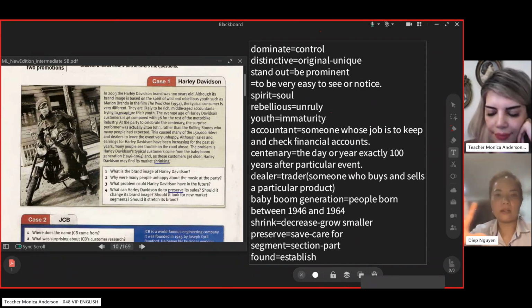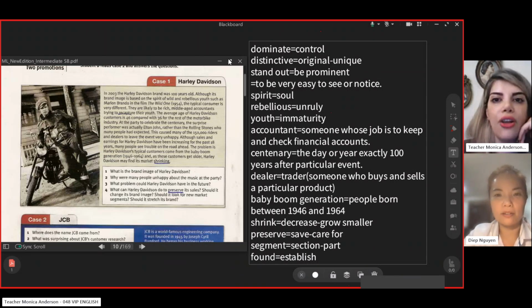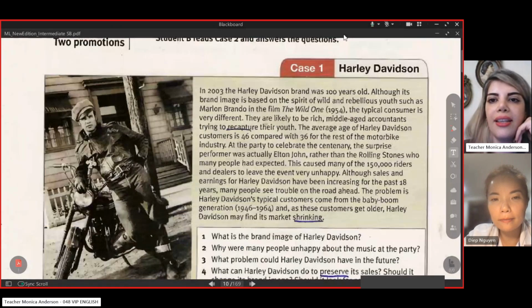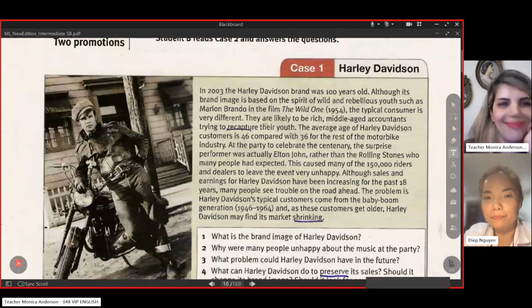Can you open it more, or enlarge it? Yeah, of course, I can enlarge it. Okay, it's okay now.